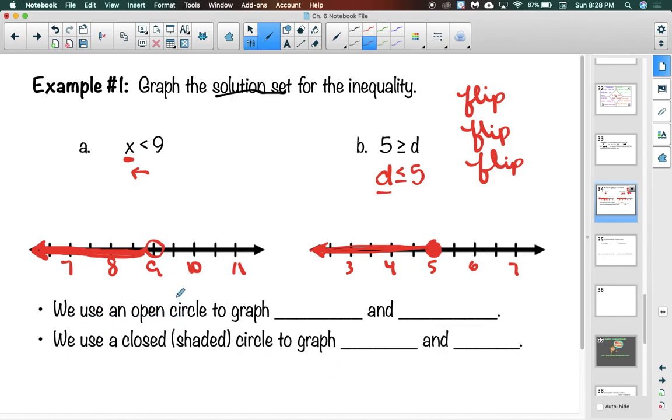We use an open circle, that was this guy right here, to graph less than and greater than. We use a closed or a shaded circle, so this guy right here, to graph less than or equal to and greater than or equal to. So that equal to piece means shade the circle because the number itself is part of the solution.